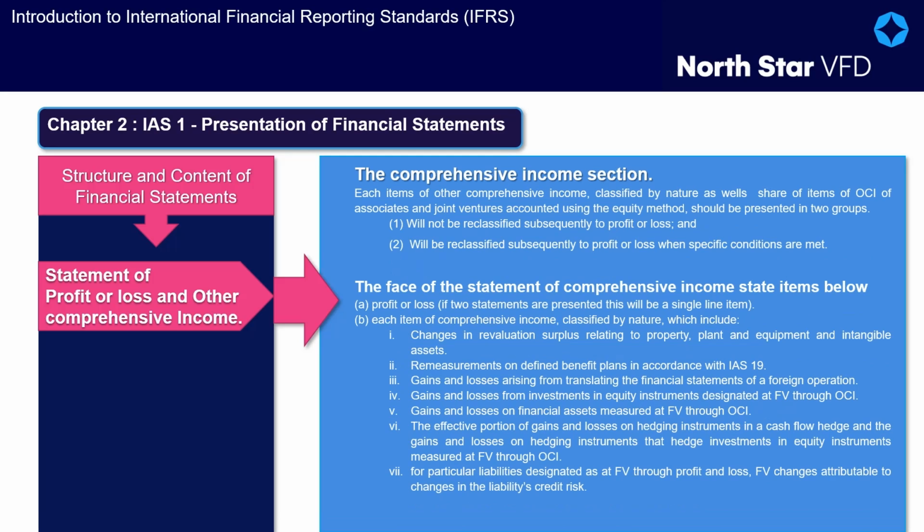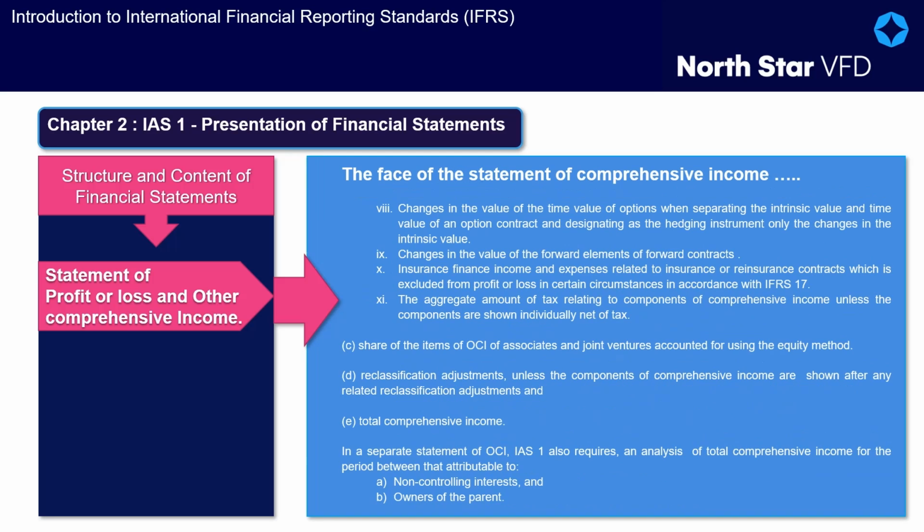4. Gains and losses from investments in equity instruments designated at fair value through other comprehensive income. 5. Gains and losses on financial assets measured at fair value through other comprehensive income. 6. The effective portion of gains and losses on hedging instruments in a cash flow hedge, and the gains and losses on hedging instruments that hedge investments in equity instruments measured at fair value through other comprehensive income. 7. For particular liabilities designated as at fair value through profit or loss, fair value changes attributable to changes in the liability's credit risk.